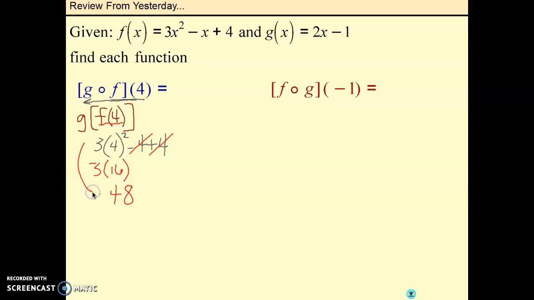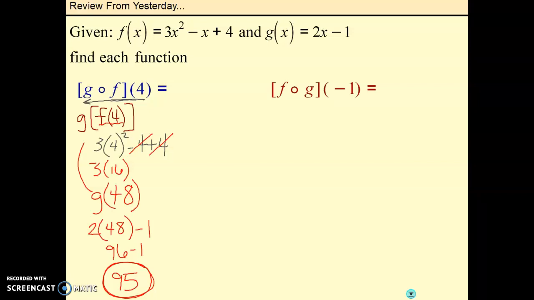Now I still have to plug 48 into the g function. So I would take 2 times 48 minus 1 to get 96 minus 1. So my final answer from this composition of functions was 95.